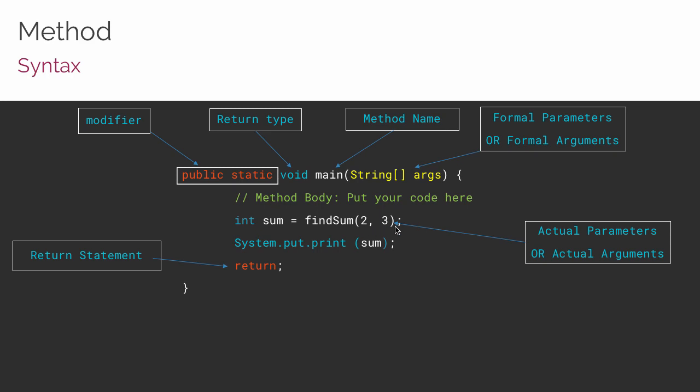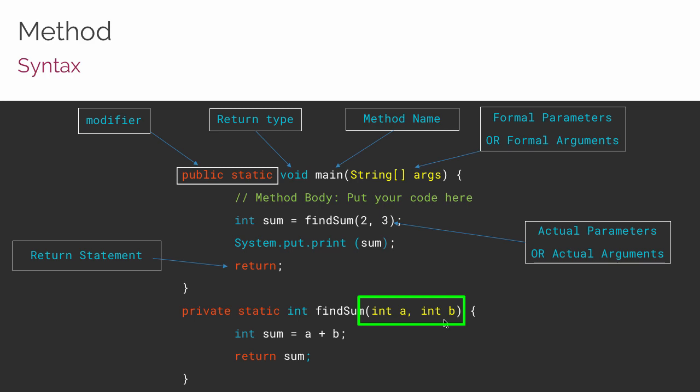And whatever value that we are passing to this method which is defined here, these two parameters are again known as the formal parameters or formal arguments, similar to the main function here. And again we have the method body and then the return statement.